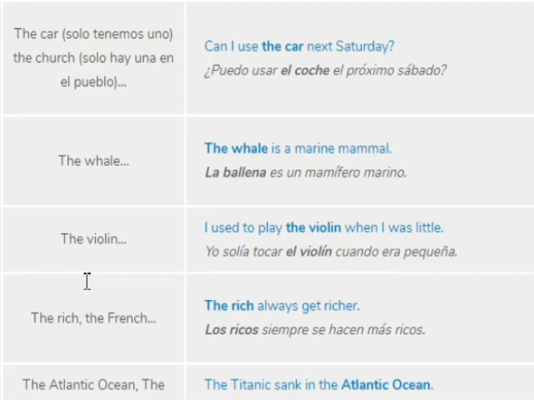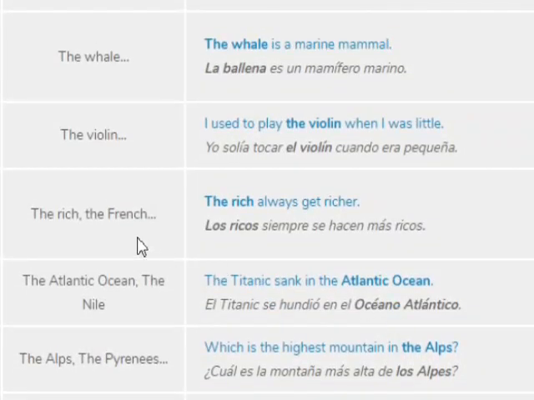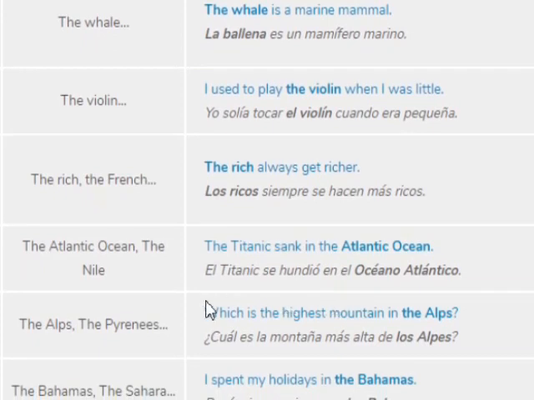We also use the definite article "the" with adjectives to refer to a group of people. In this case, for example, the rich, the French. The rich always get richer. That's true, right? We also use "the" to refer to the oceans, seas or rivers. In this case, we have, as an example, the Atlantic Ocean, the Nile River. The Titanic sank in the Atlantic Ocean. So when we talk about oceans, seas, or rivers, we have to use the definite article "the".